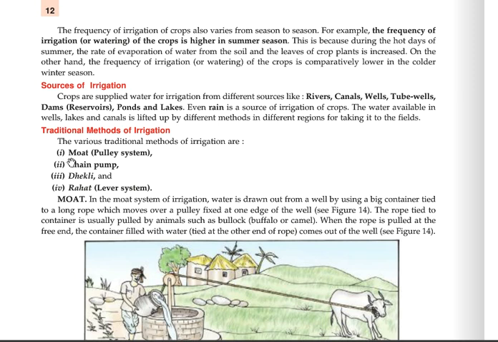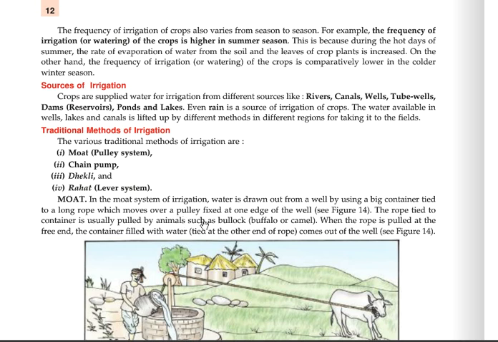The first one is mote. It is also called the pulley system. It works like a pulley system, that's why it is called the pulley system method. The second method is the chain pump method. The third one is dhekli, and the last and important method is the rahat system, or we can say the lever system.